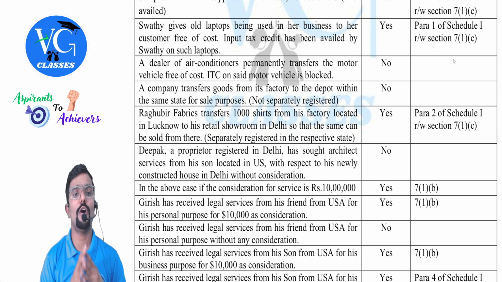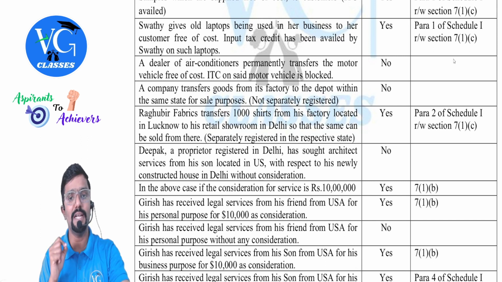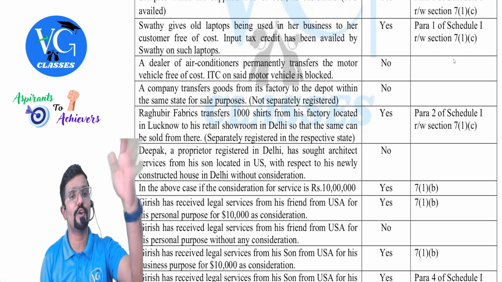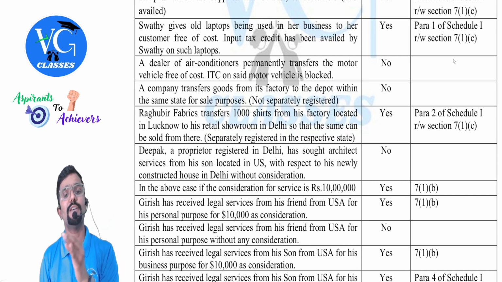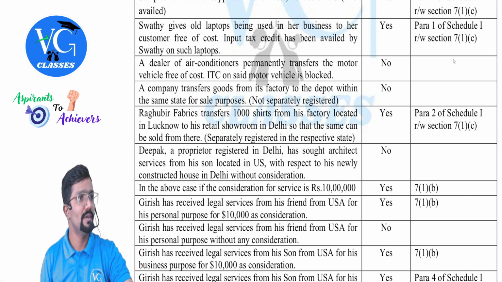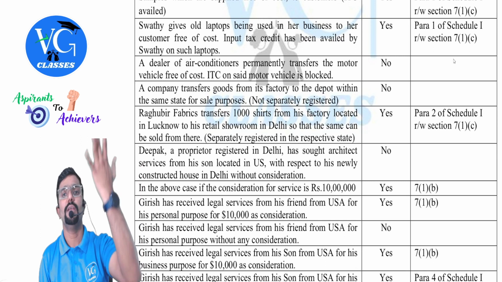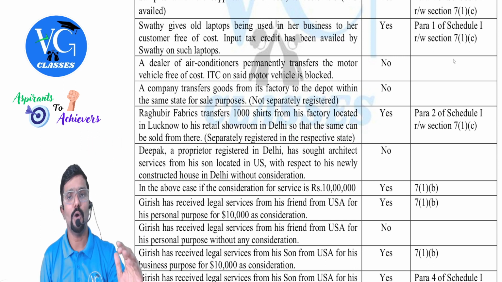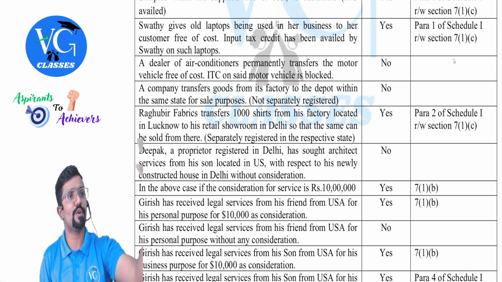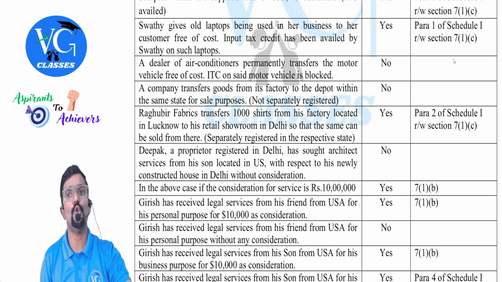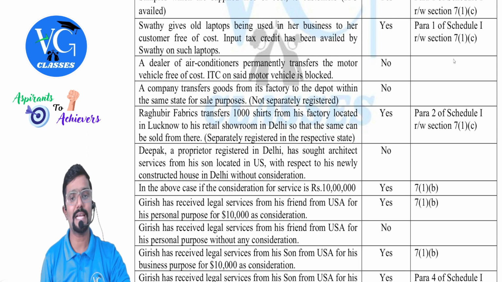Next, a dealer of air conditioners permanently transfers a motor vehicle free of cost. ITC on the said motor vehicle is blocked. Means when he purchased the motor vehicle, he couldn't claim credit. Now he is giving this motor vehicle free of cost. Is it a supply, guys? No. Why so? Condition is not satisfied. Which condition? ITC, input tax credit.